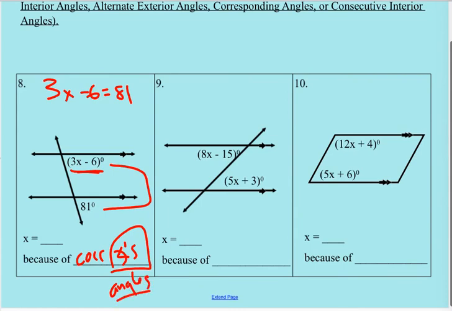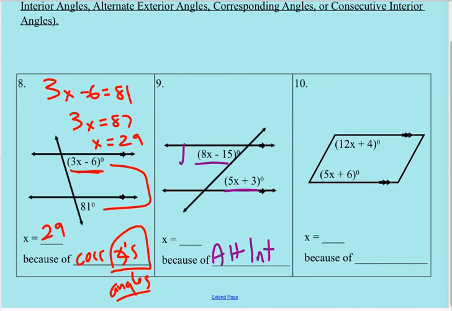So 3x minus 6 equals 81. 3x is going to equal 87. So x is going to be equal to 29. 29 for what x is equal to by corresponding angles. Here, again, alternate interior angles, both inside, but they're on opposite sides of here.